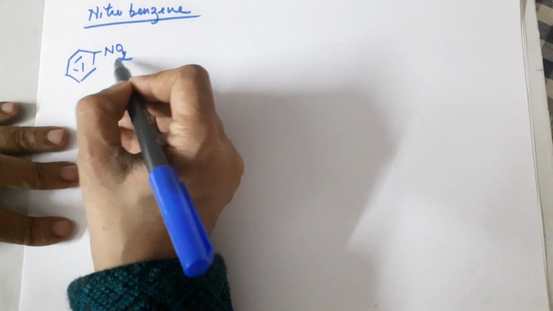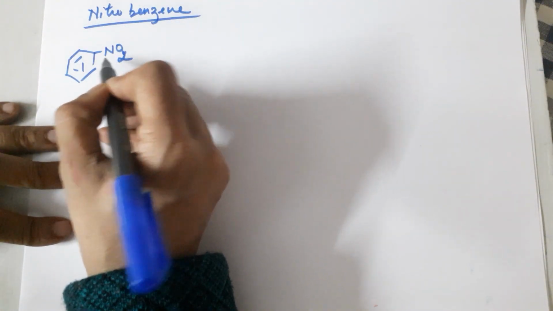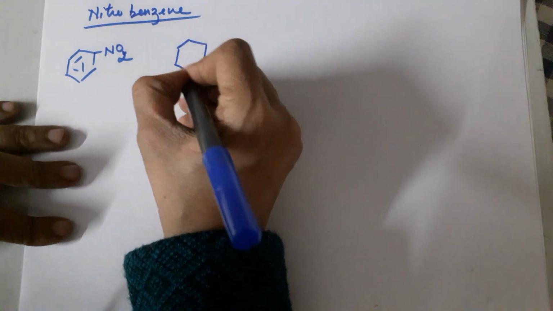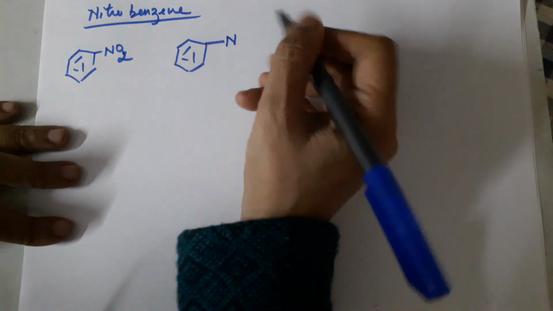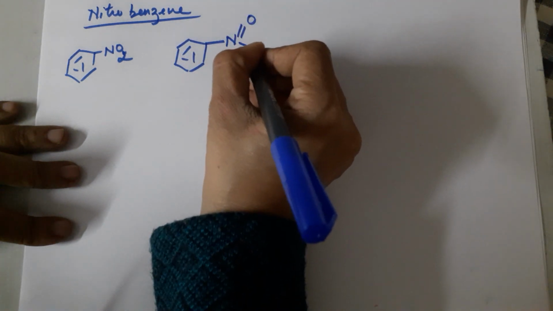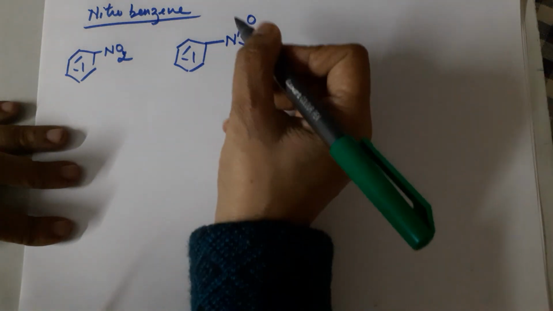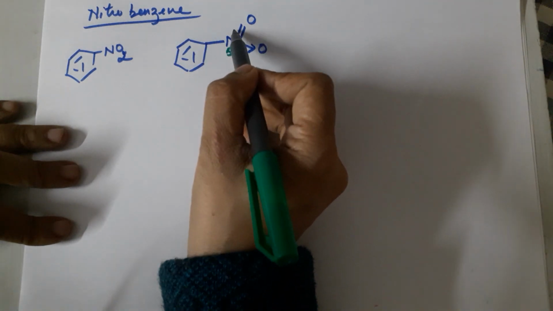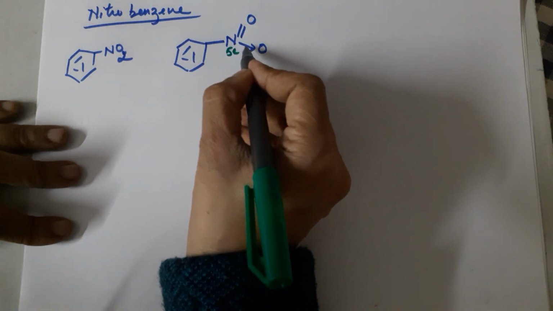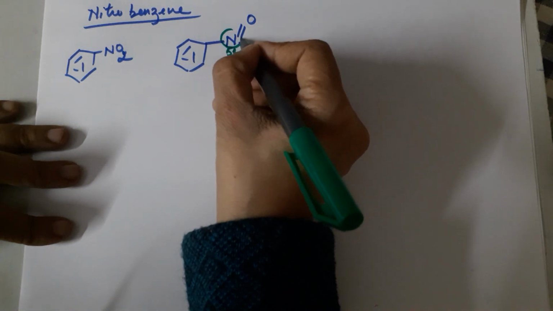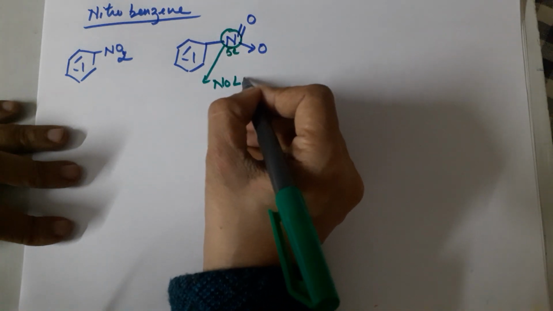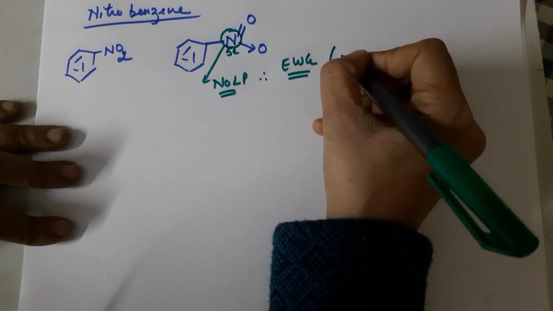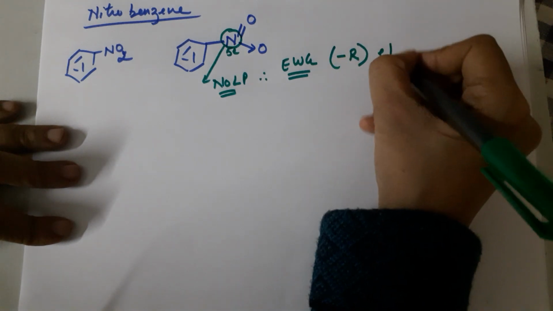Now whether this is an electron withdrawing group or an electron donating group can only be understood if you draw the structure of NO2 to find out whether nitrogen is left with any lone pairs. This is the structure of nitrobenzene. Nitrogen has 5 electrons in the outermost shell, out of which 1 is used here, 2 are used here, 3, and this is a coordinate bond, so 2 electrons are used here. Hence your nitrogen has no lone pairs. Therefore it will act as an electron withdrawing group. Hence it would show a -R effect.